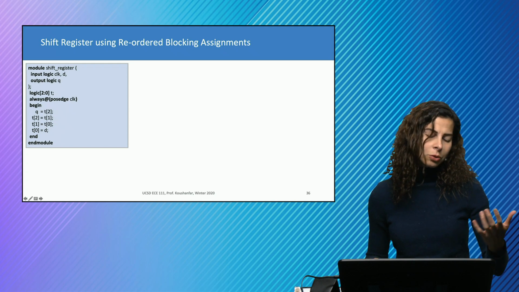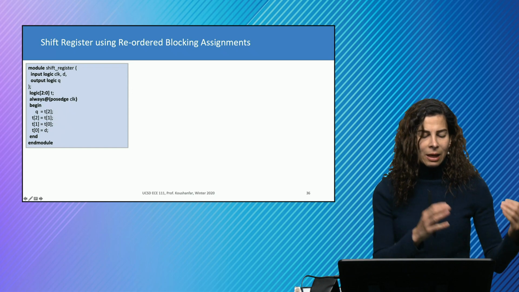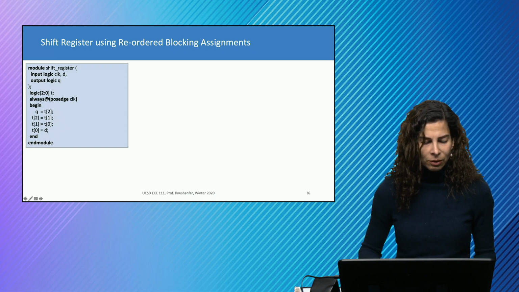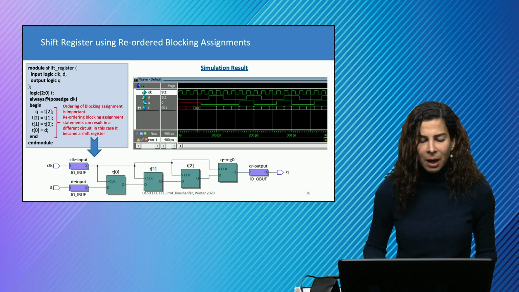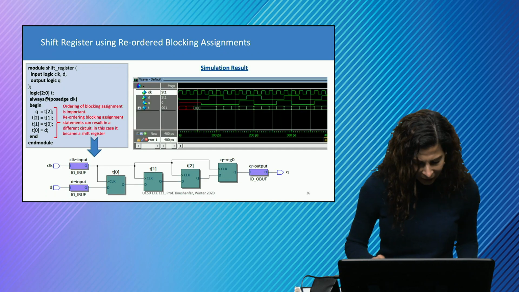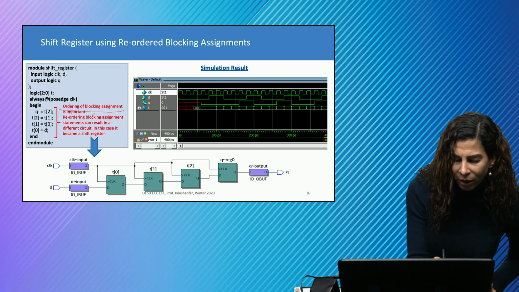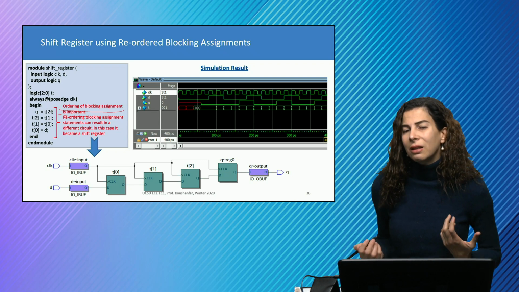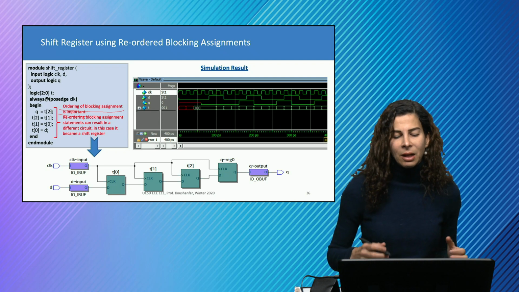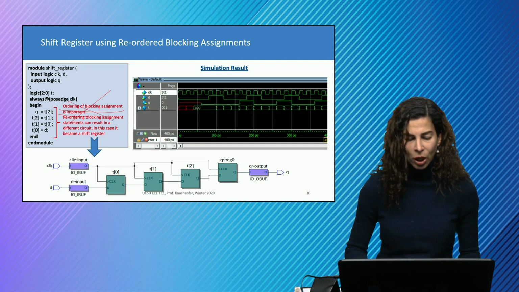You could do a different order here, where we assign values in a different order, and then it could generate the right result. But again, ordering in blocking assignment is important, and that's not something you necessarily want to deal with. So for that reason, the recommendation is don't use blocking assignment here. Just use non-blocking assignment. That's a bad practice.